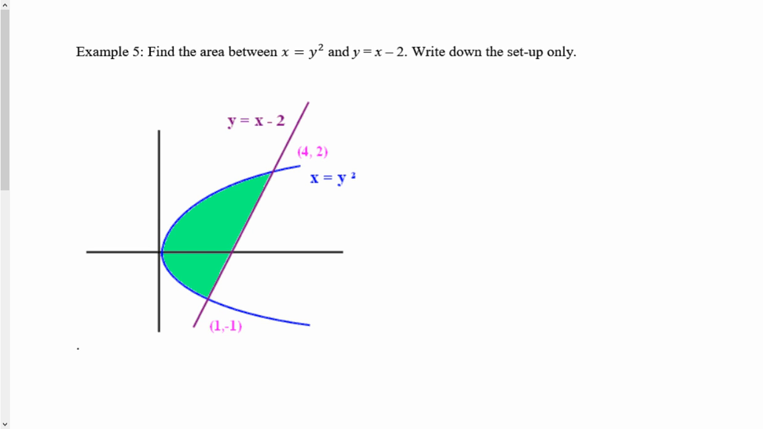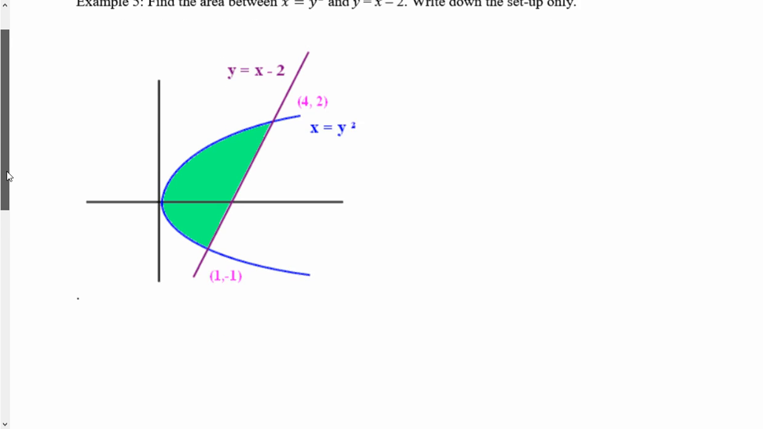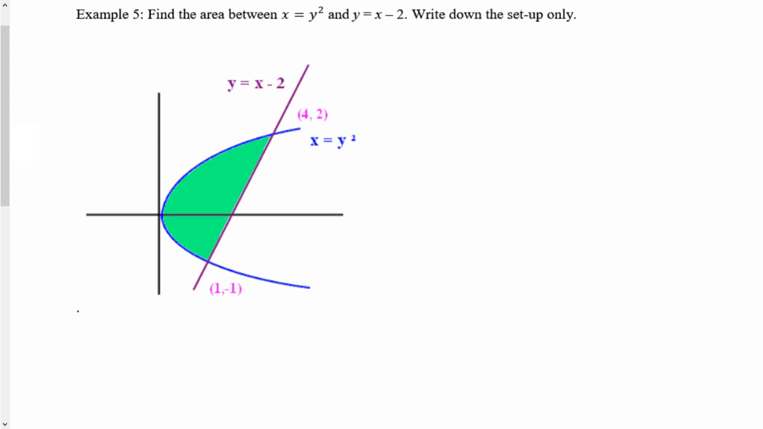For our last problem, we've been given our bounds, we've been given the two curves. So what I would like for you to do is pause the video, draw on the rectangle, and find your bounds. The bounds are already there. Then I need for you to set up the definite integral you would use to find that area. So please pause the video now.